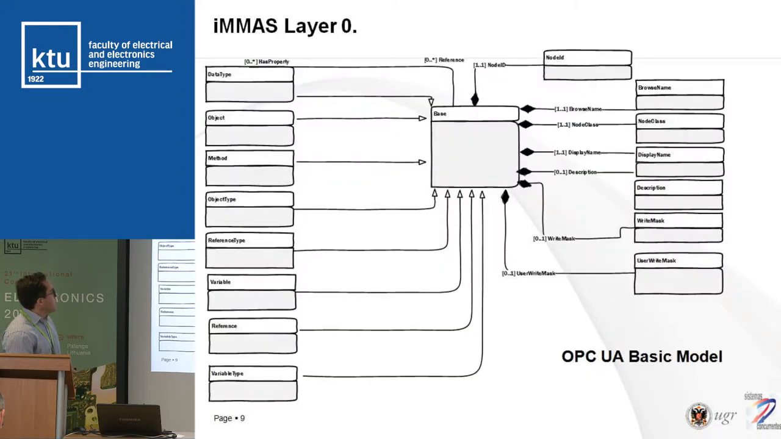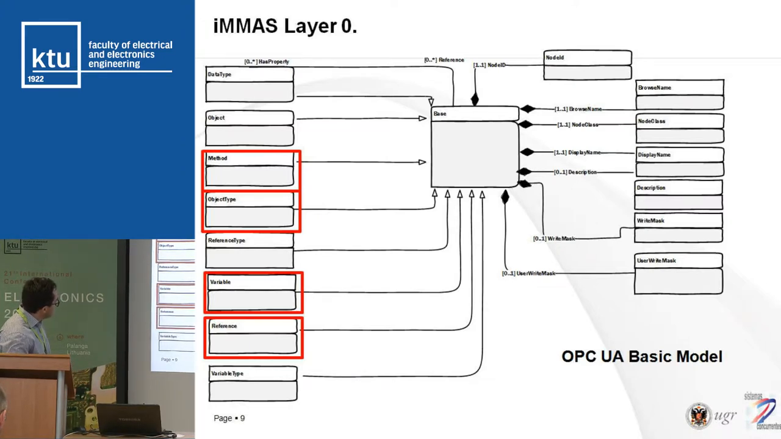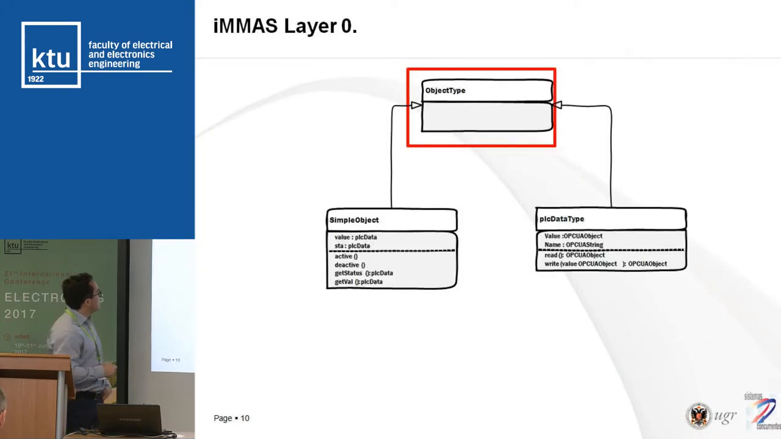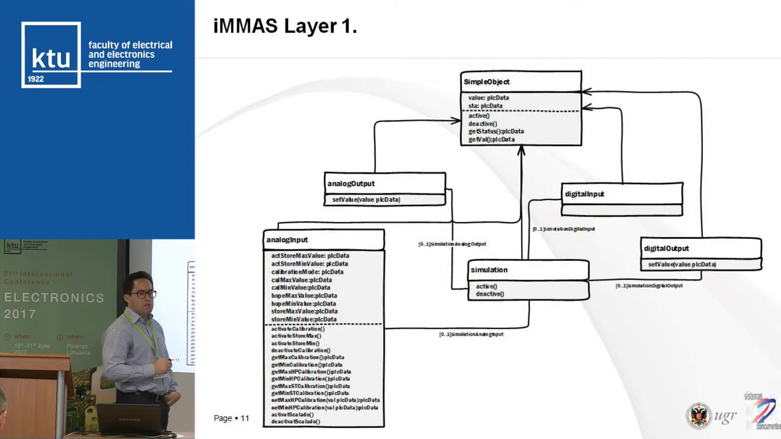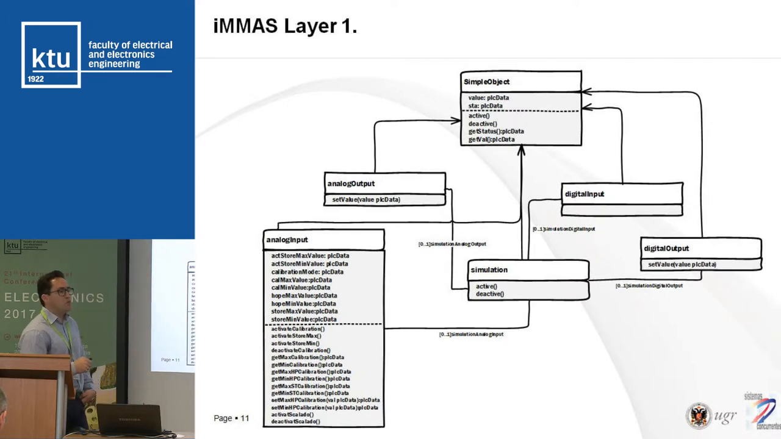Okay. This is the information model of OPC UA, and this is the concept that we are using in IMAS. The most important concept is object type. We can see here the extension of the IMAS coming from the object type. We have two concepts or two objects, PLC data and simple object. This is the element of layer 0. Also, we can see here the element of layer 1. In this level, we are focusing on the input and output of the devices, the analogic and digital input and output, and this element allows us abstraction of this type of input and output.